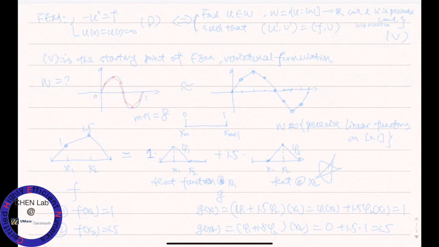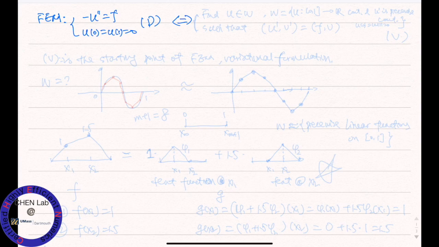So this is the second video of a very simple introduction of finite element method. In particular, we showed that the problem that we've been solving by finite difference, namely negative u double prime is equal to f, u(0) is equal to u(1) is equal to 0, that we call problem D.